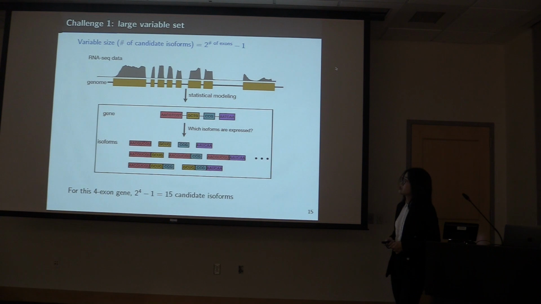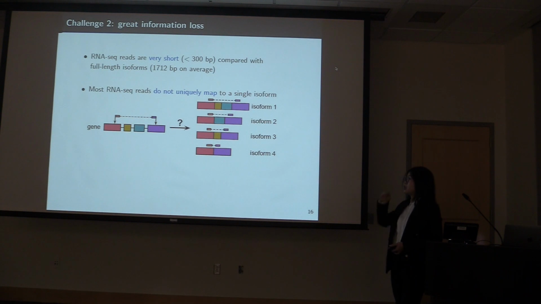The first challenge is that we have a very large variable set because the number of candidate isoforms increases exponentially with the number of exons in a gene. For this 4-exon gene, we already have 15 candidate isoforms, but for most human genes, we have much more than 10 exons. Among that large variable set, we need to identify a small set of truly expressed isoforms with high precision.